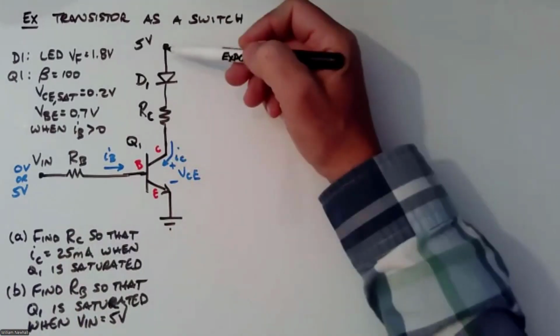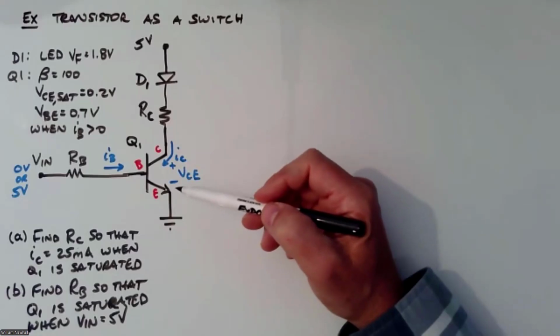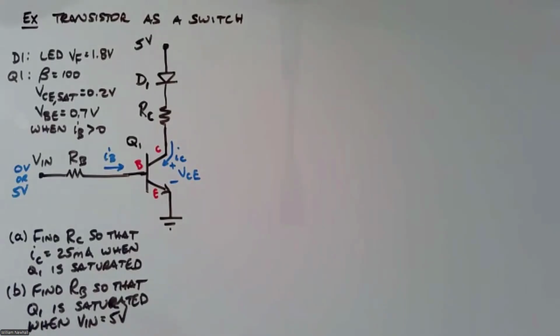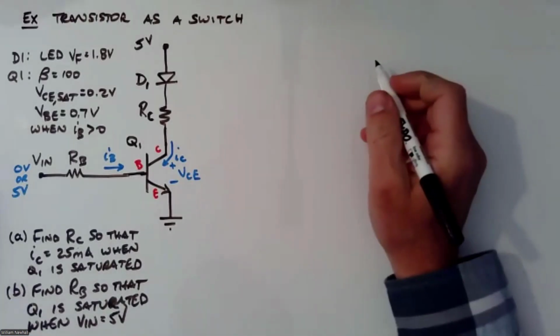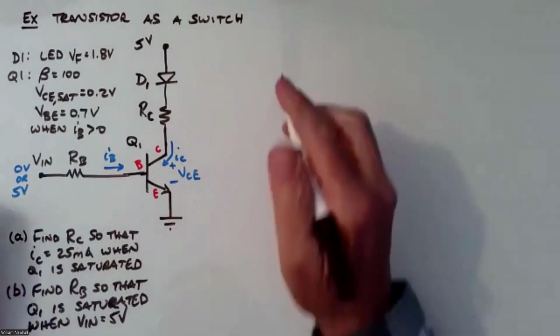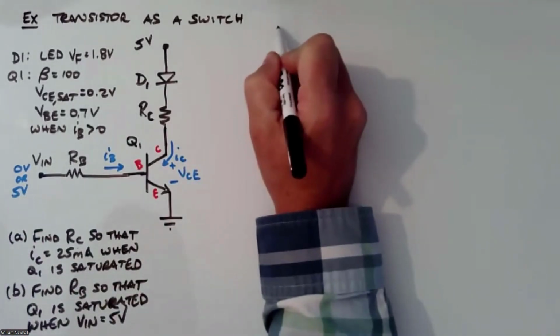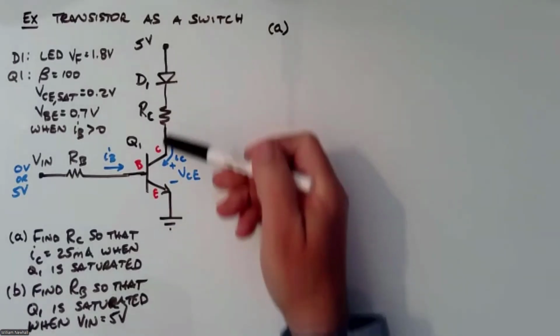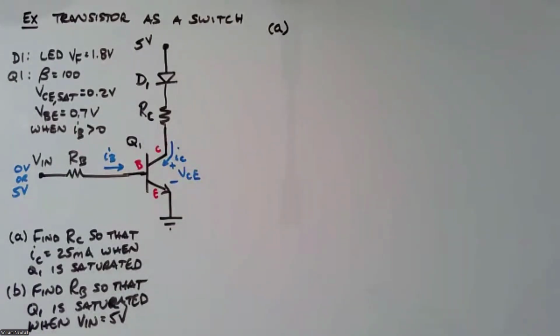Okay, apply 5 volts, saturate that transistor, have current flowing, 25 milliamps flowing. Apply 0 volts, that shuts off the current. So it's an electronically controlled switch here. All right, okay. So part A, let's figure out what that RC value has to be so that 25 milliamps flows when Q1 is saturated.